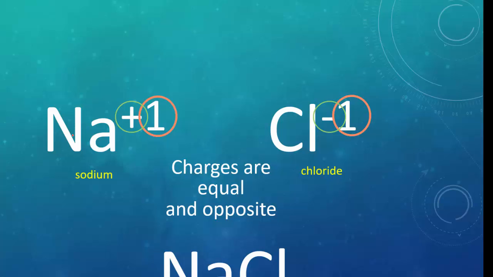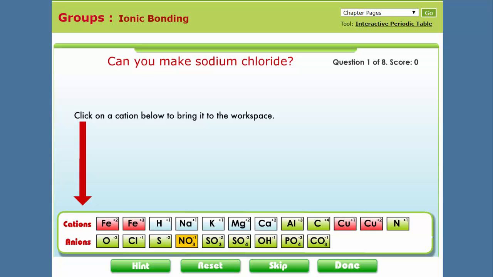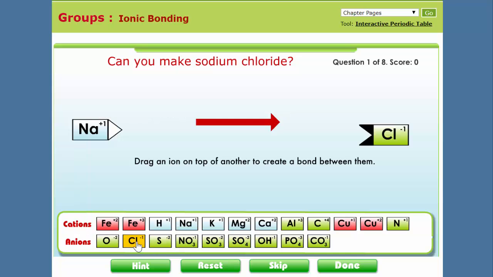Let's take a look at why this works. So let's see how we can make sodium chloride. I'm going to start by selecting a sodium ion and a chloride ion, and you'll notice that the sodium has a positive 1 charge, which means that it lost an electron. The chloride, or the chlorine, has a negative 1 charge, which means that it gained an electron, and we would call that a chloride ion.